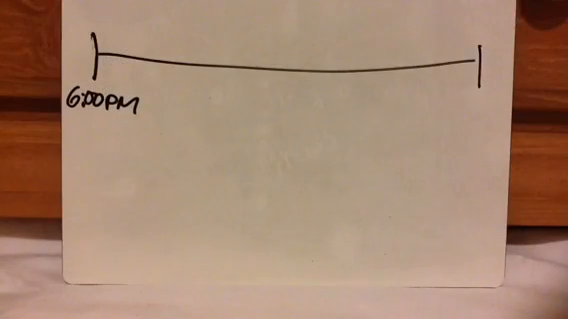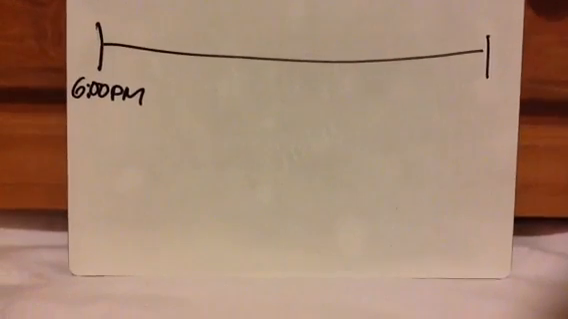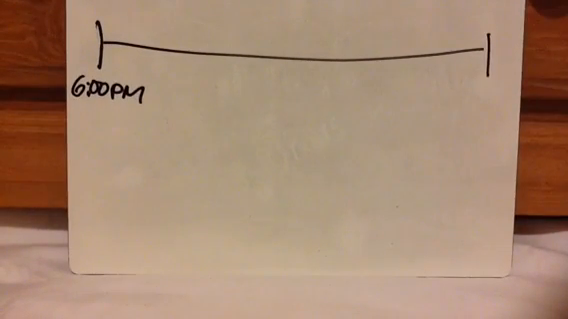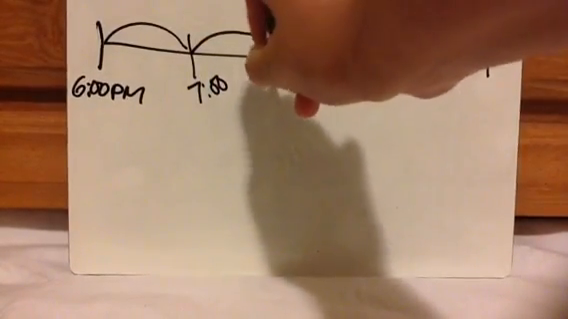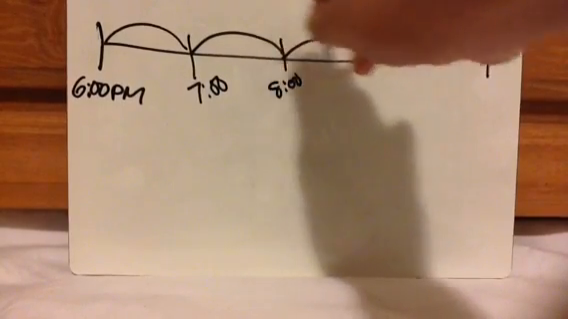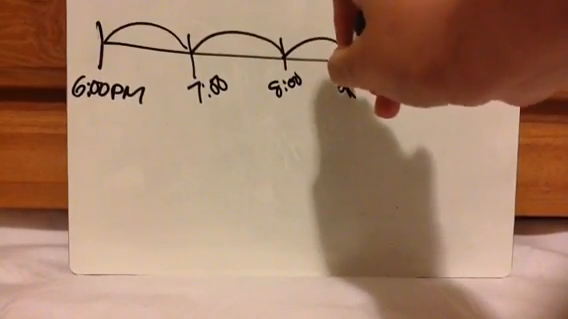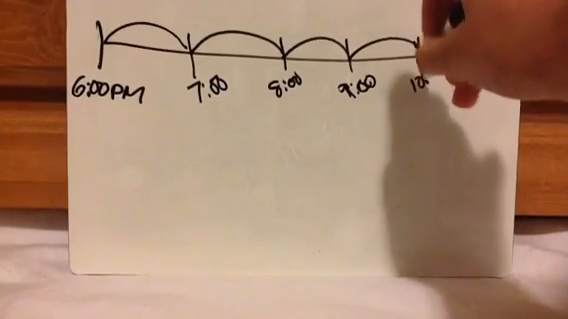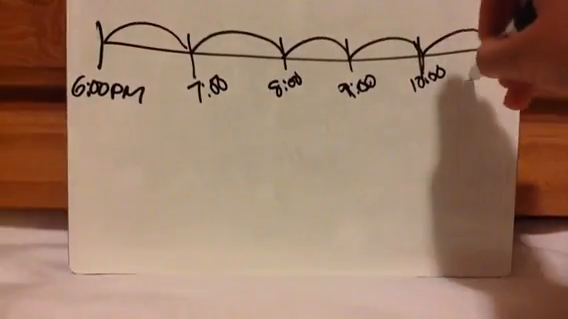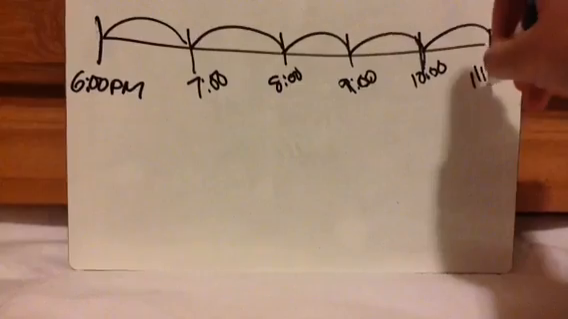So I'm going to do a few more examples. Let's say your start time is 6 o'clock and you need to add 5 hours. So 6 plus 1 hour is 7 o'clock. 7 plus 1 hour is 8 o'clock. 1 more hour, 9 o'clock. 1 more hour, 10 o'clock. 1 more hour, 11 o'clock.